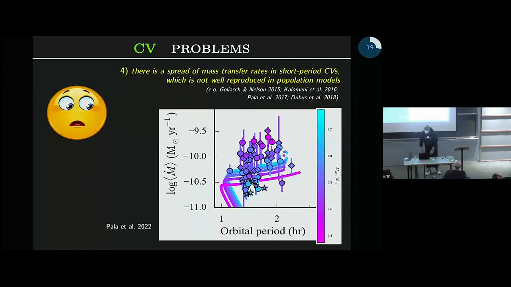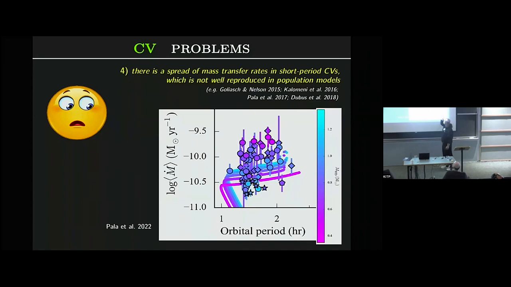And the fourth problem I would mention is this scatter in the mass transfer rate for the CVs below the gap. It's a plot from Anna's paper. And the points indicate the mass transfer rate, and the colors the white dwarf mass. As you can see, we have this scatter that goes in the opposite direction of the prediction.